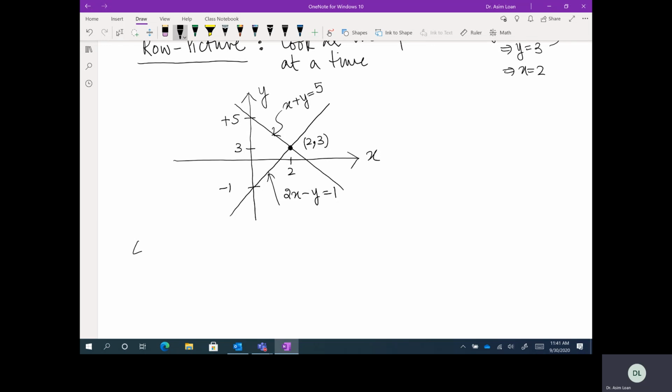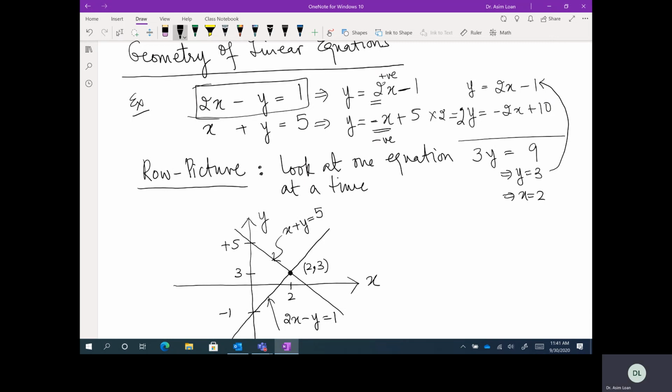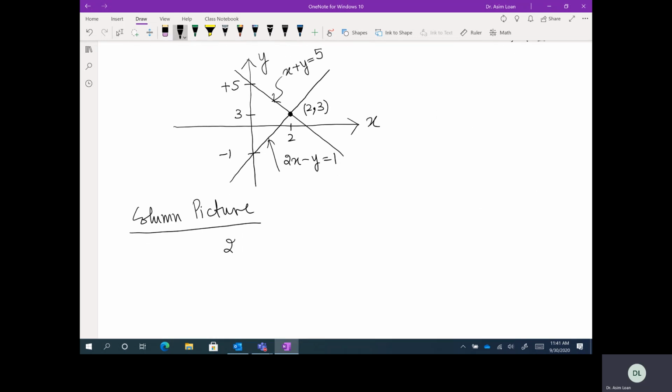What about the column picture? So in the column picture, what you want to do is I can always write this one as a vector plus this one as a vector equal to this one as a vector. So this is simply vector addition and scalar multiplication. So let me write this equation again. 2x minus y equals 1, and x plus y equals 5.